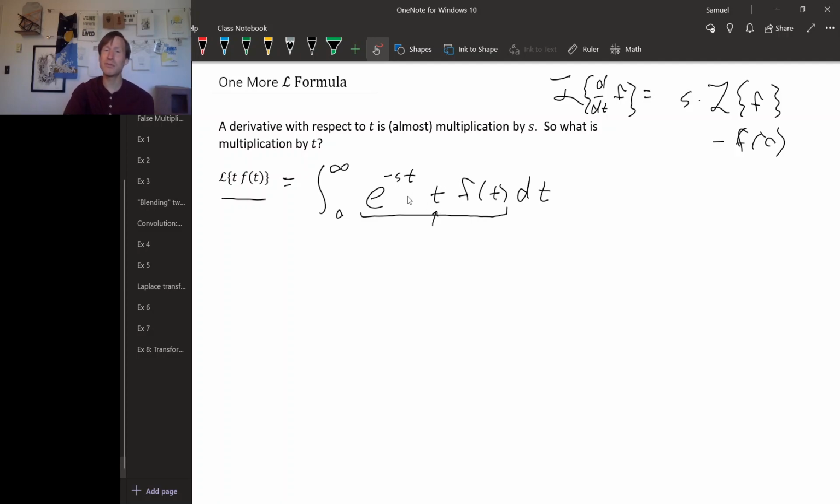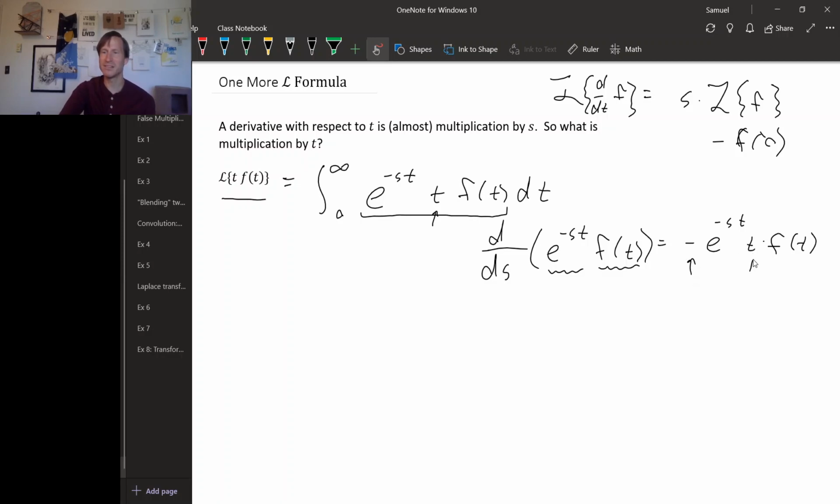This t could show up from the chain rule by differentiating this exponential by s. So that might make you realize that if we took e to the minus st times f of t and differentiated it with respect to s, this f of t part is acting like a constant multiple, so the derivative doesn't affect it. But the derivative of e to the minus st with respect to s is minus e to the minus st times t. The chain rule spits out this minus sign and this t because we're differentiating with respect to s. But that's our integrand, except for this minus sign.